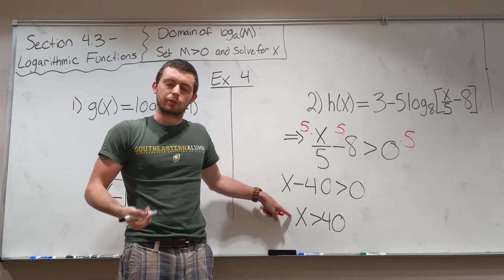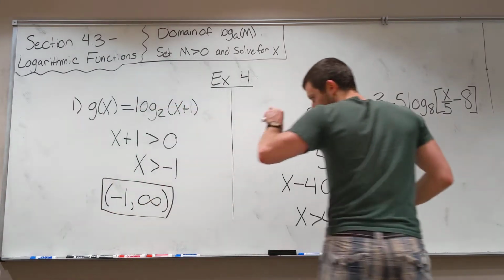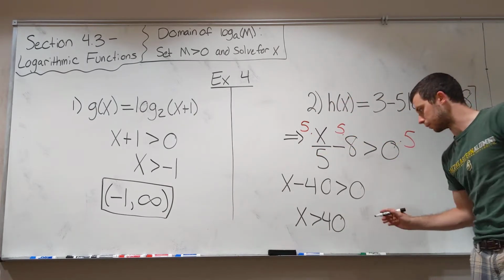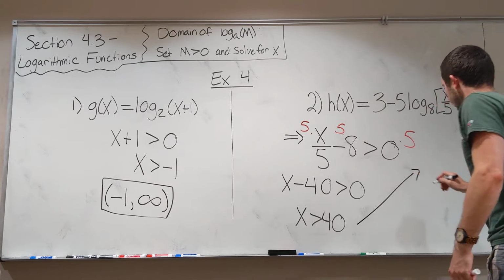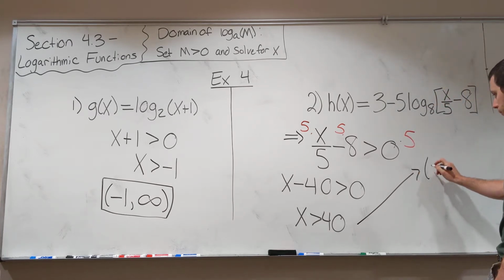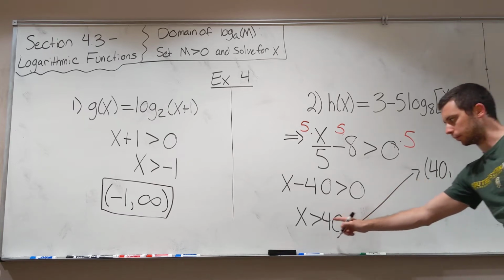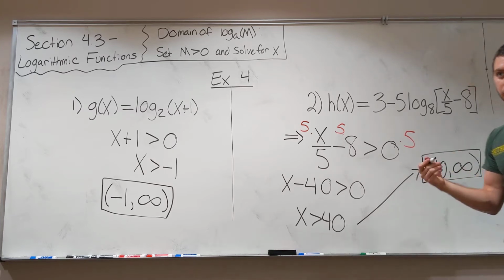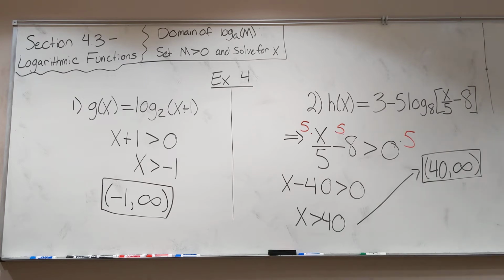So we get that x is greater than 40, but very similar to this problem, we want to express this in interval notation. So, same idea. It's 40 on the left with a parenthesis, because this is strictly greater than, all the way to positive infinity. And this would be our answer. And that's how you would do these domain-based problems for logarithms.